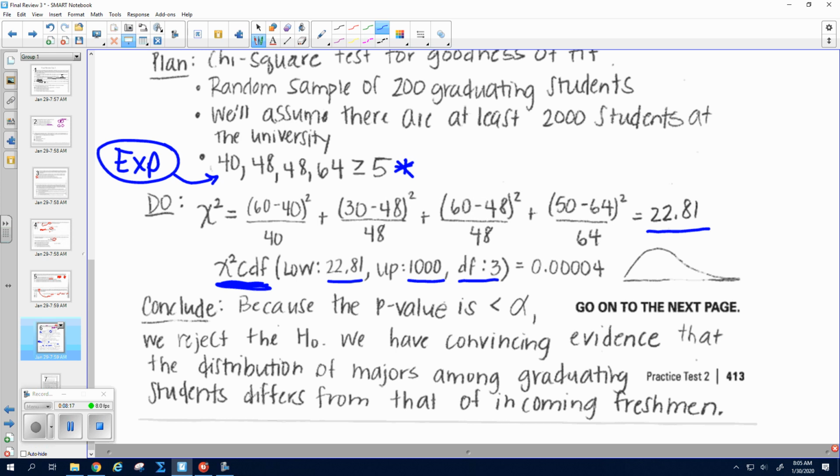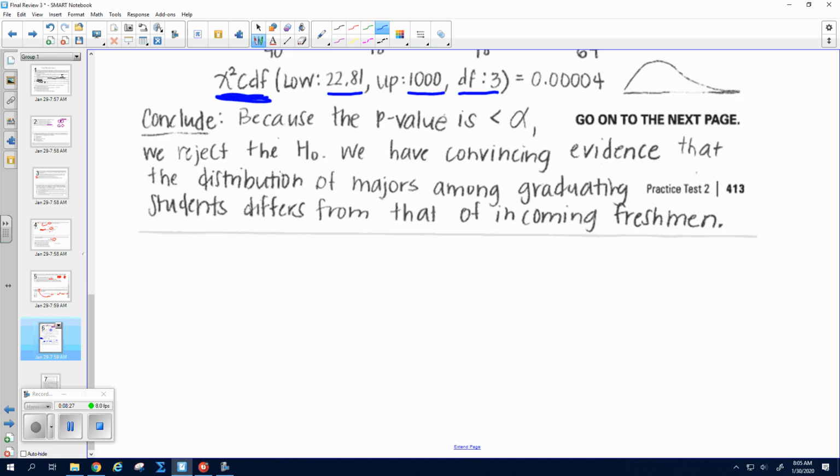So then we do our conclusion. Because the p-value is less than alpha, we reject the null, which means we have convincing evidence that the distribution of majors among graduating students differs from that of incoming freshmen.